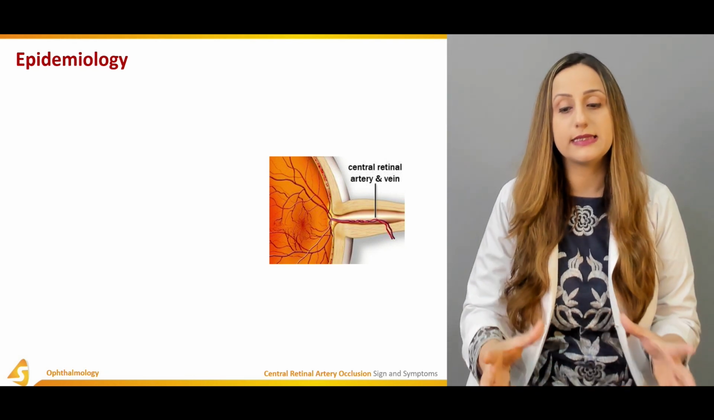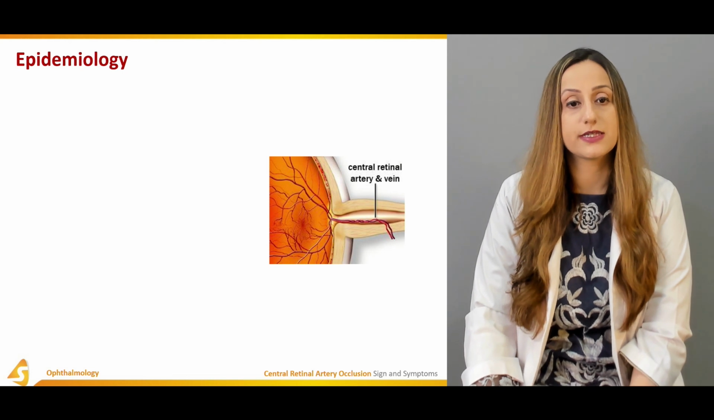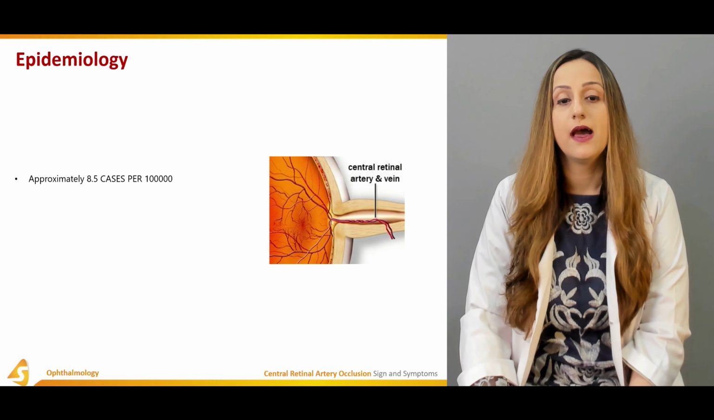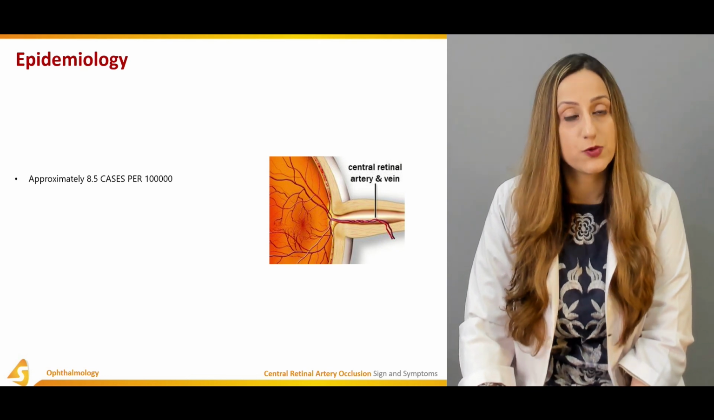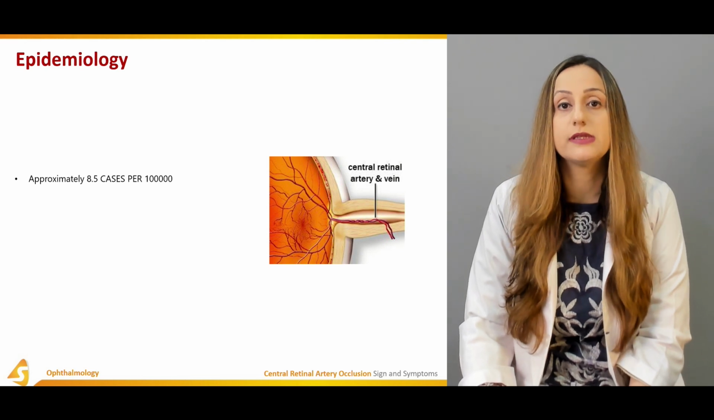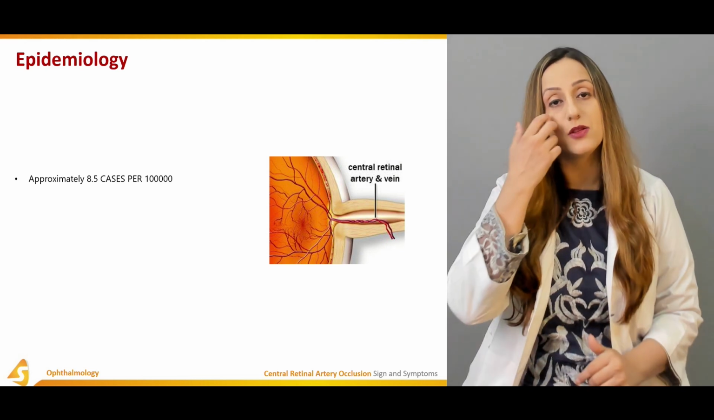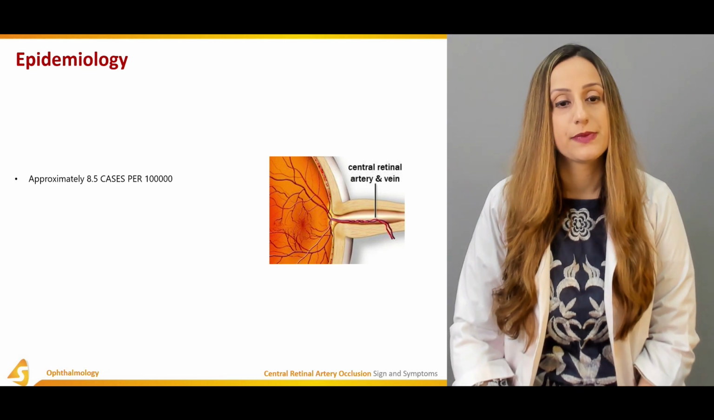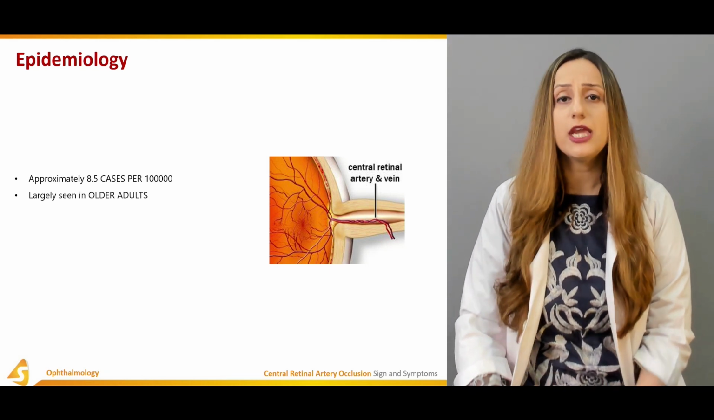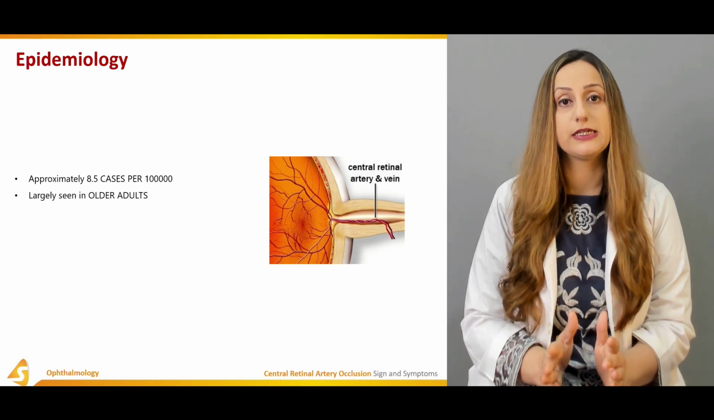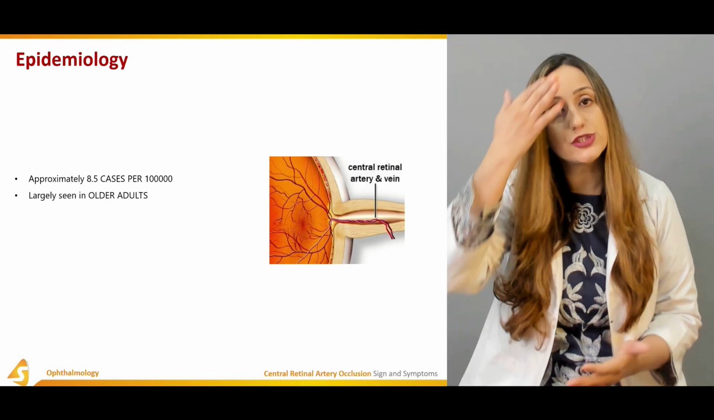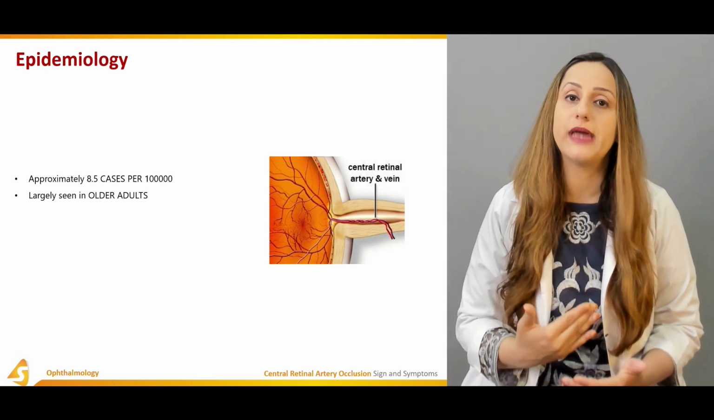So this is the basic definition of this condition. As for how prevalent it is, approximately 8.5 cases per 100,000 have been reported of unilateral, sudden, painless loss of vision in this scenario, largely seen in older adults. So the age group that is particularly affected by central retinal artery occlusion is the older adult age group.